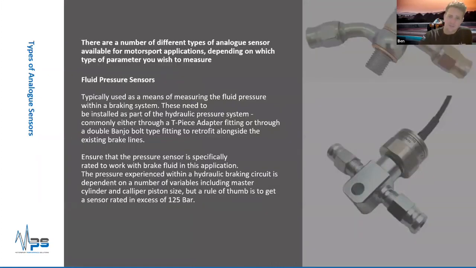So I'll just talk about a few types of analog sensors. These are the ones that will be the most common for looking at driver performance. The first thing you have is fluid pressure sensors. In our application, this is basically going to be brake pressure. If we measure the brake pressure, we're almost directly measuring the braking force applied by the driver.